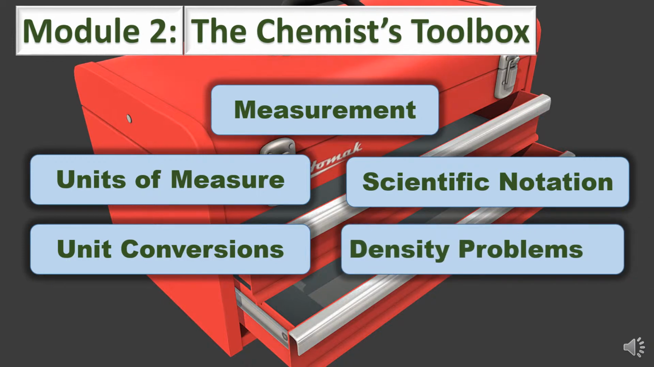The last part of this module will be working with density problems. Density is a very important physical property of matter and can be used to identify different forms of matter. You can identify a given metal particularly if you find out its density. But you can also determine all kinds of other factors about something when you know its density.